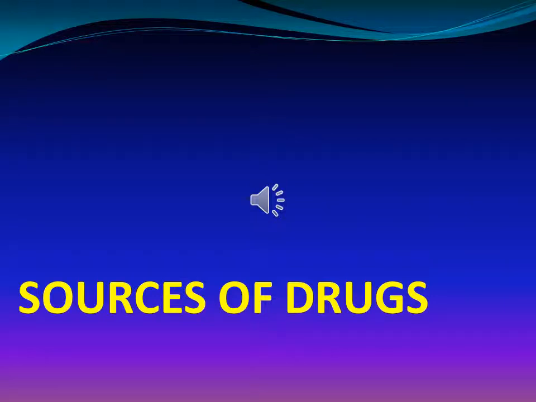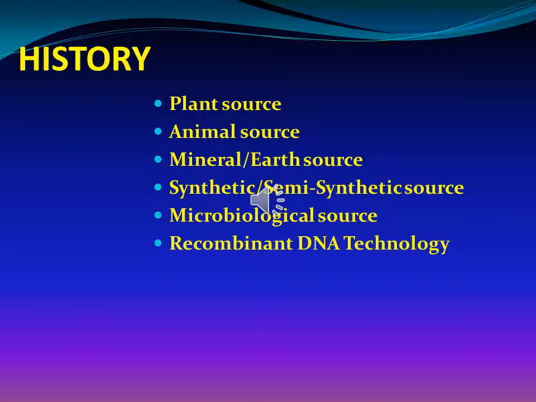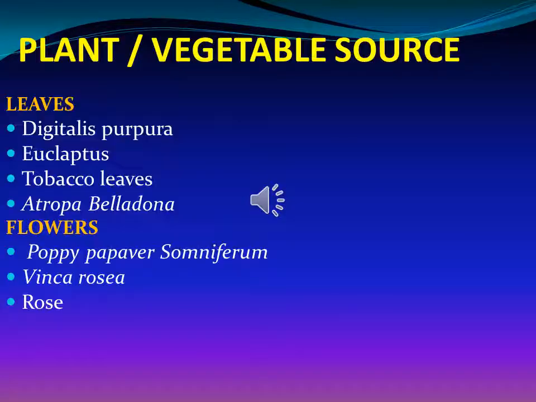The topic under discussion is the sources of drugs. Drugs are obtained from six main sources. These include the plant sources, the animal sources, mineral earth sources, synthetic and semi-synthetic sources, the microbiological sources, and the recombinant DNA technology.